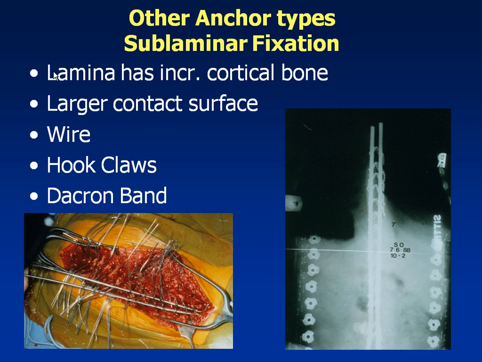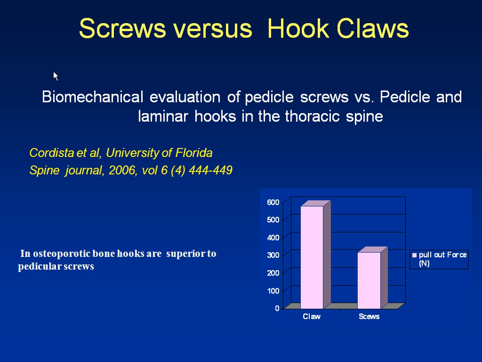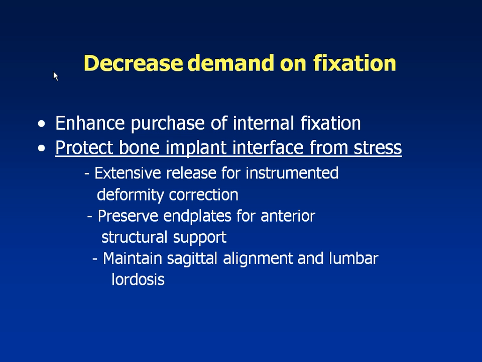How about other anchor types? We know that lamina has an increased cortical bone and also larger contact surface and may be more suitable for instrumentation, especially in the osteoporotic spines. We may either use wires, hooks by making claws, or Dacron bands. Benchtop biomechanical studies have shown that screws had poor strength when compared to the hook claws in the osteoporotic spines. But in our daily practice, especially in the lumbar spine, we still prefer to use pedicle screws.